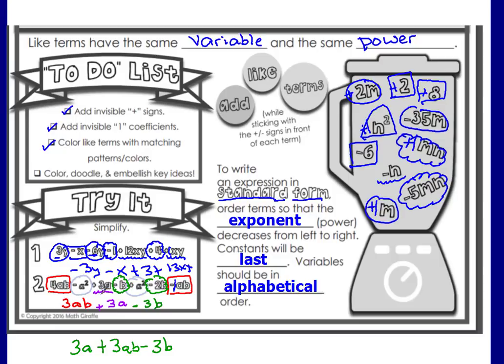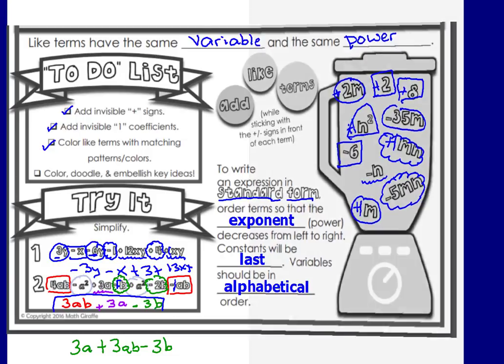Then we have a positive 3a. That is the only a term, so we bring it down, positive 3a. And then our b terms. We have a negative 1b, that invisible 1 coefficient, and a negative 2b, so that makes negative 3b's. If you wanted to write it in standard form, it would be 3a plus 3ab minus 3b. But again, what we're really focusing on is the combining of the like terms.